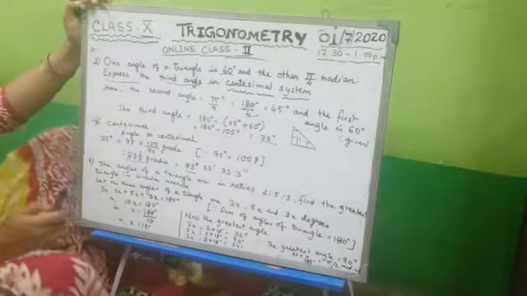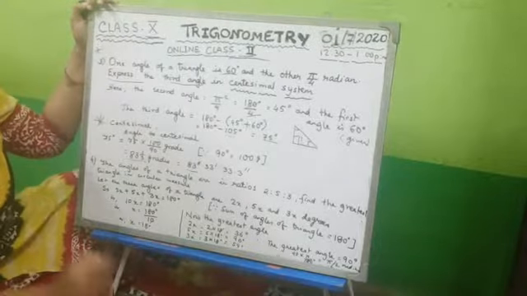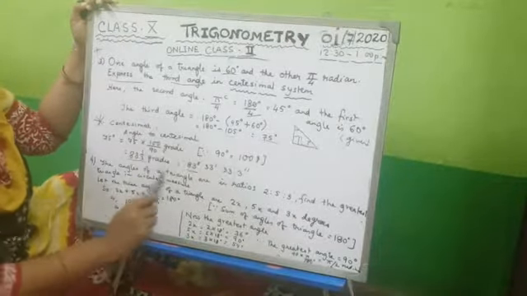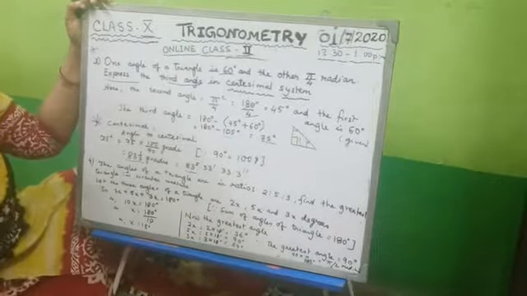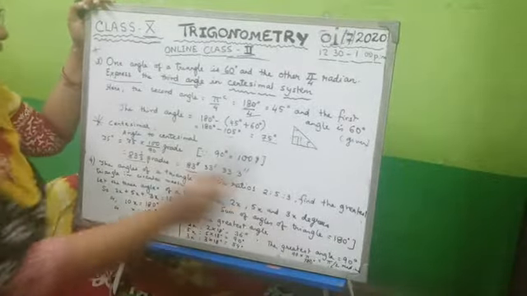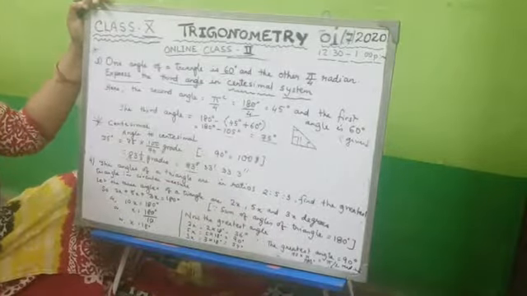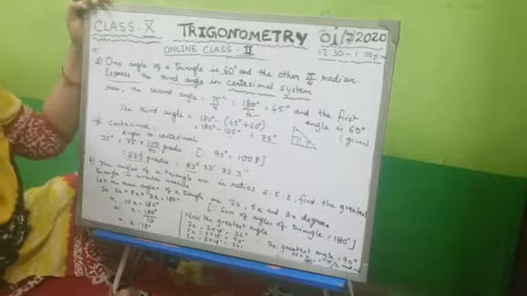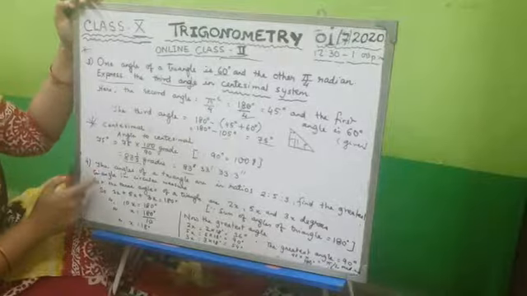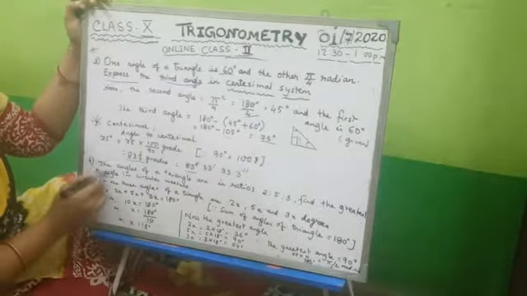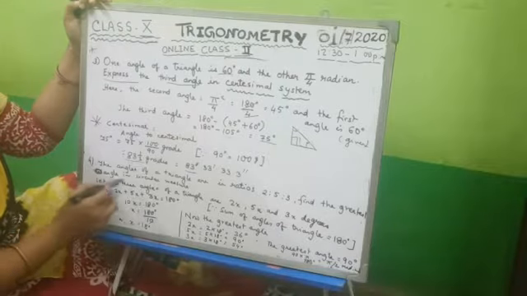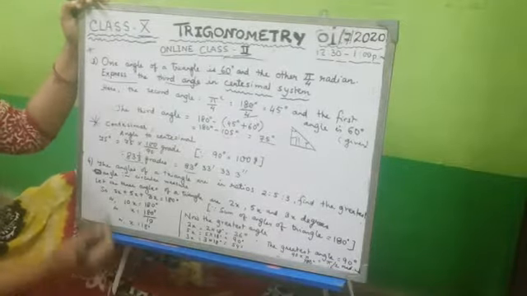Now sum number 4. The angles of the triangle are in the ratio 2:5:3. Find the greatest angle in circular measure. Alright, find out the greatest angle in circular measure.